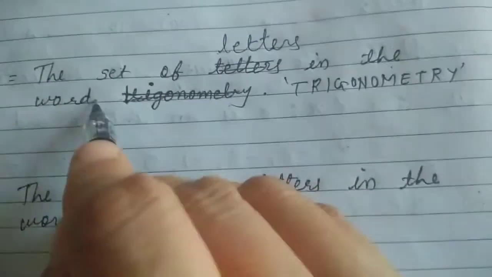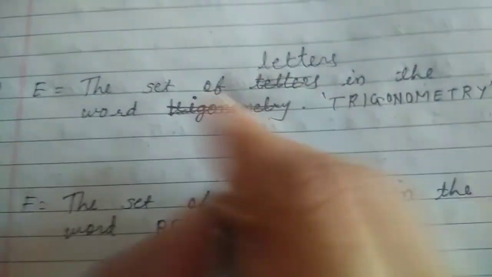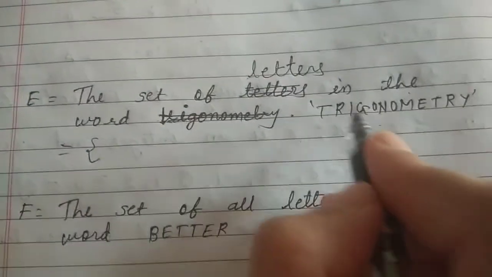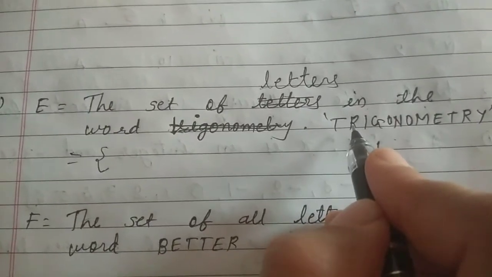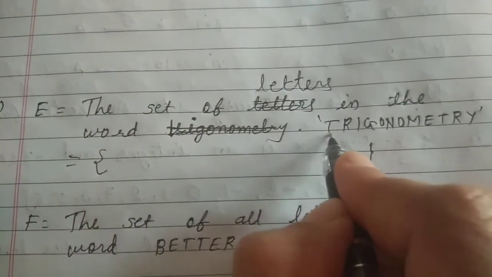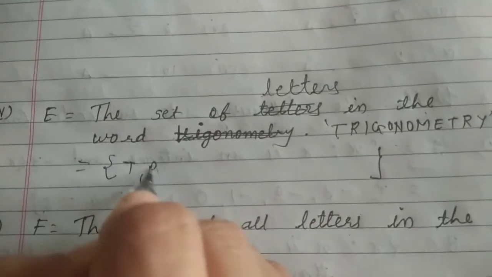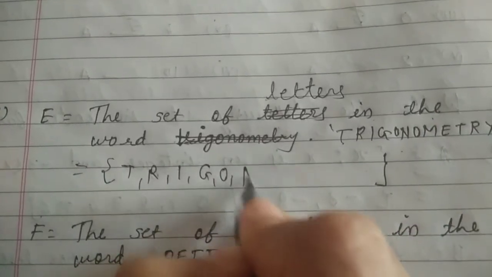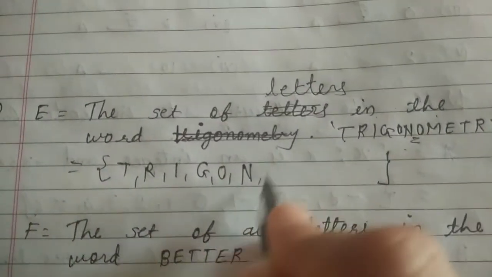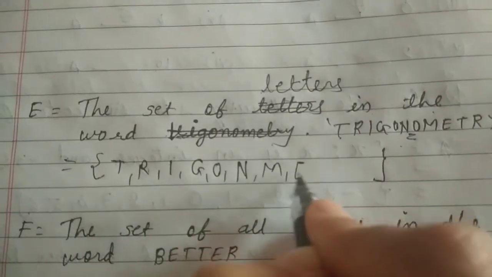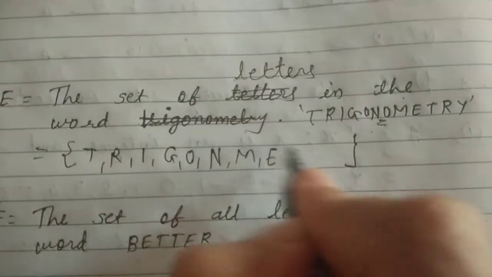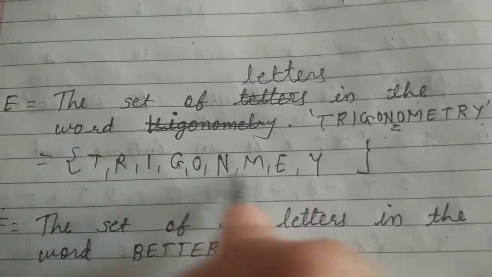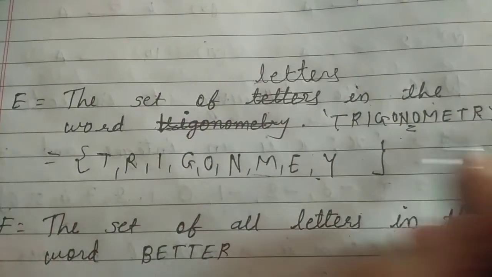Okay, so here is the set of the letters of the word trigonometry. Now students, very easy question. Just try to write down all the elements, but don't repeat any element. So we can start from T, then R, I, G, O, then N, again O, don't write it, M, E, is there, no, E, T is there, yes, so don't write, R, yes, then the last one is a Y. So these are the letters of the word trigonometry.